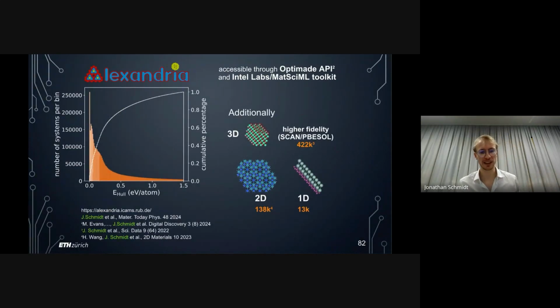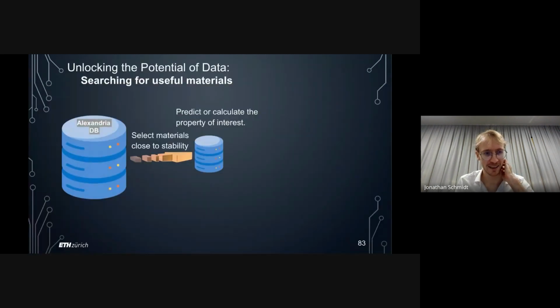And then there are the 2D materials I mentioned. We also have some higher fidelity SCAN and PBEsol calculations. So we have also transfer learned some universal force fields on the PBEsol trajectories. I would, of course, also be very interested in some higher quality ORB model, maybe, or something for PBEsol. So if that would be something interesting, maybe. And what can we do with the data?